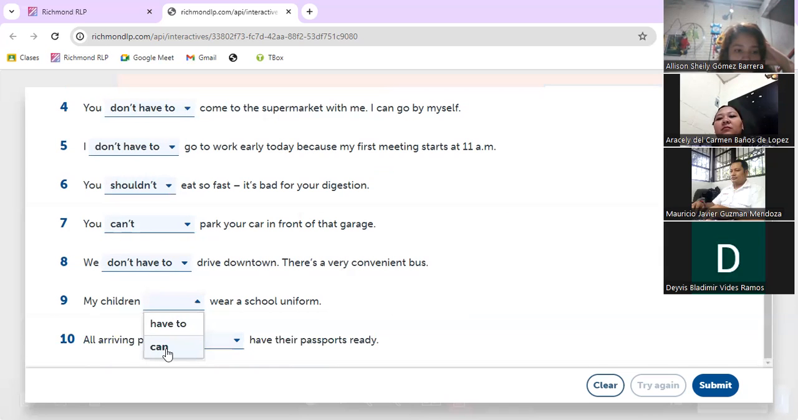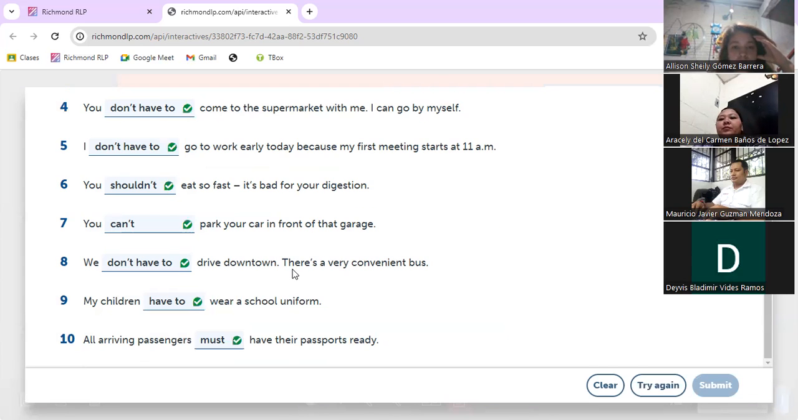Have to. Yes, an obligation. Okay, to the school tienen que ir con el uniforme porque si no, no los dejan entrar. O tienen que hacer una nota de permiso. So it's an obligation. And number 10, all arriving passengers must or can have their passports ready. Must. Okay, now let's check.